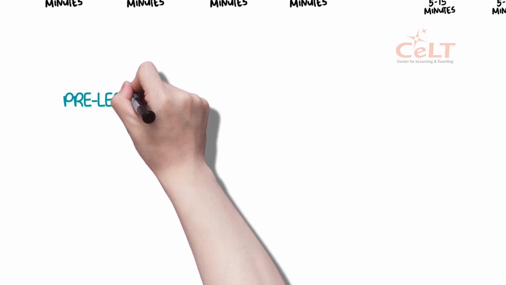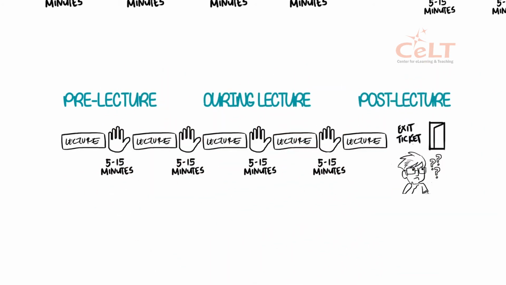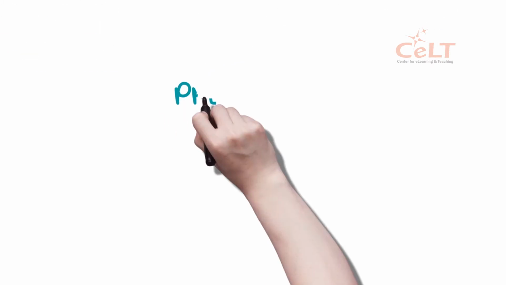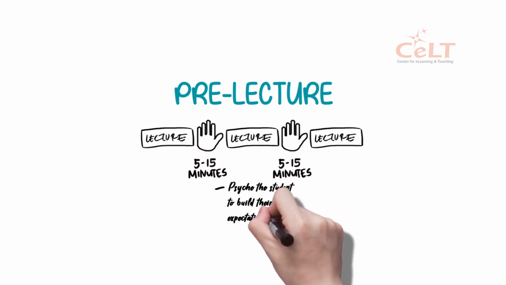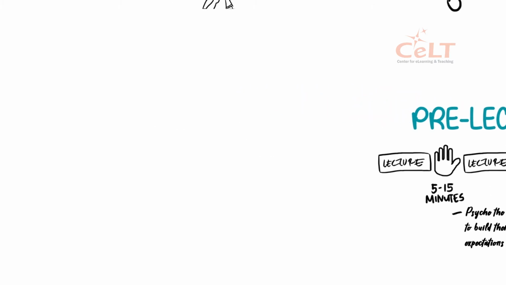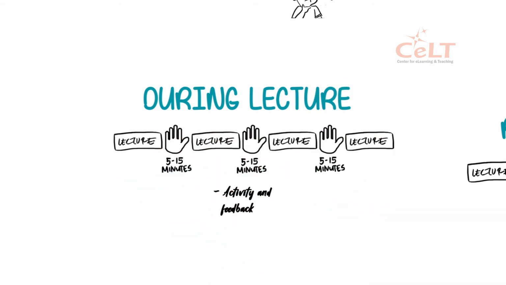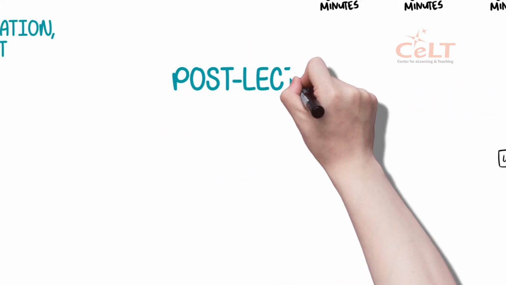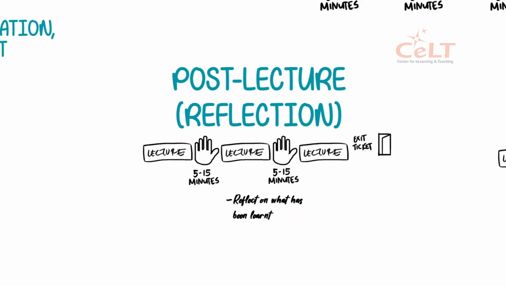To sum up the 3 stages, have clear instructions as to how your class will be divided into 3 segments and share that with your class. Each segment has its purpose. The pre-lecture segment is to psych the students and build their expectations. The during-lecture segment is to embed students in the lecture via activities and feedback. And lastly, the post-lecture segment is all about reflecting on the lecture and what has been learned.